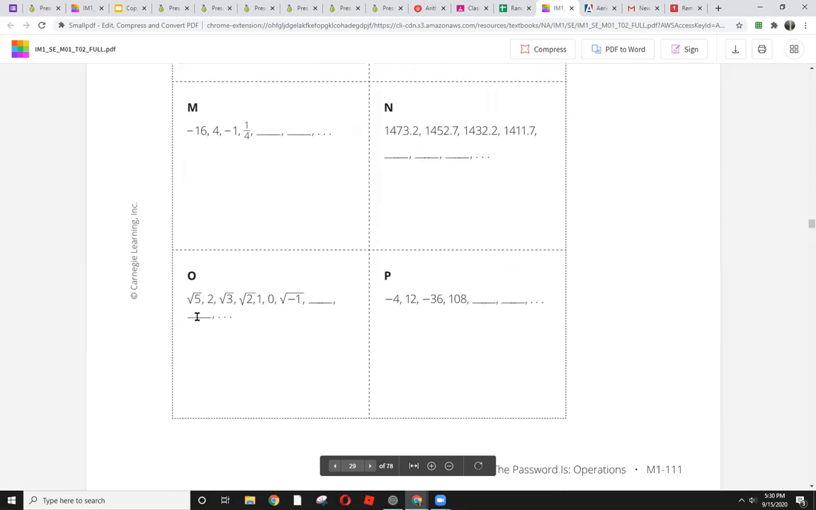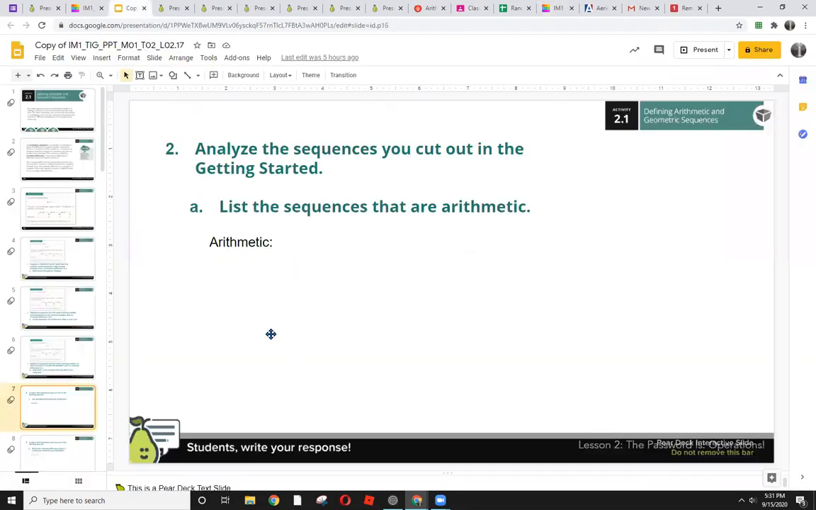O is square root of 5, square root of 4, square root of 3, square root of 2. It's a nice pattern, but it's not an arithmetic sequence. Now, if it was just 5, 4, 3, 2, 1, that is an arithmetic sequence because you're just subtracting 1. P is -4, and then 12, and then -36, and -108. That does not look like an arithmetic sequence, especially when you're going from negative to positive to negative to positive. You're not going to be adding or subtracting the same number. Okay. So that's what you're going to do for this one.